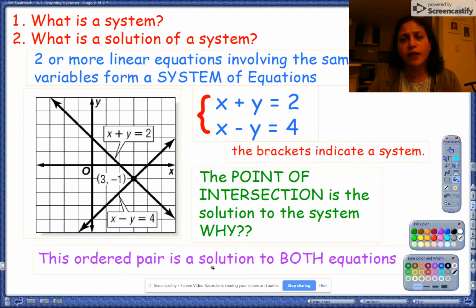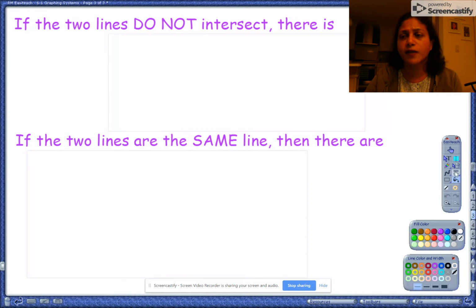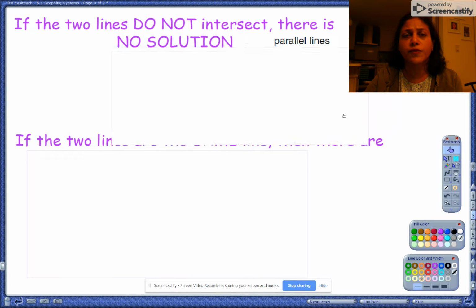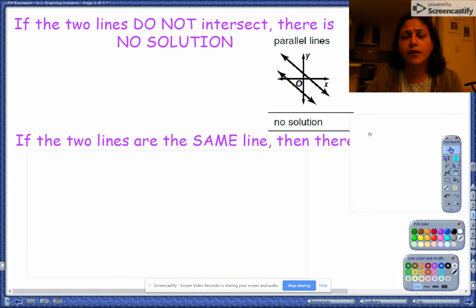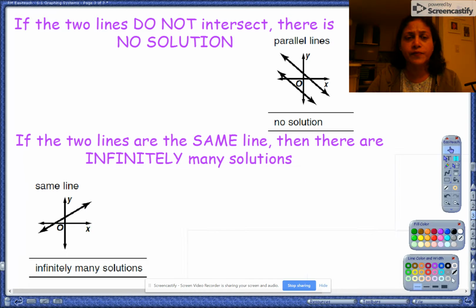But when we have two lines, it's not necessary that those two lines will always intersect. So if the two lines do not intersect, then there is no solution. In fact, it turns out that they are parallel lines. Therefore, there is no solution. Sometimes when we graph two lines, it turns out that the two lines are the same line, and then there are infinitely many solutions. So when you graph it, it's the same line. So we say that there are infinitely many solutions.